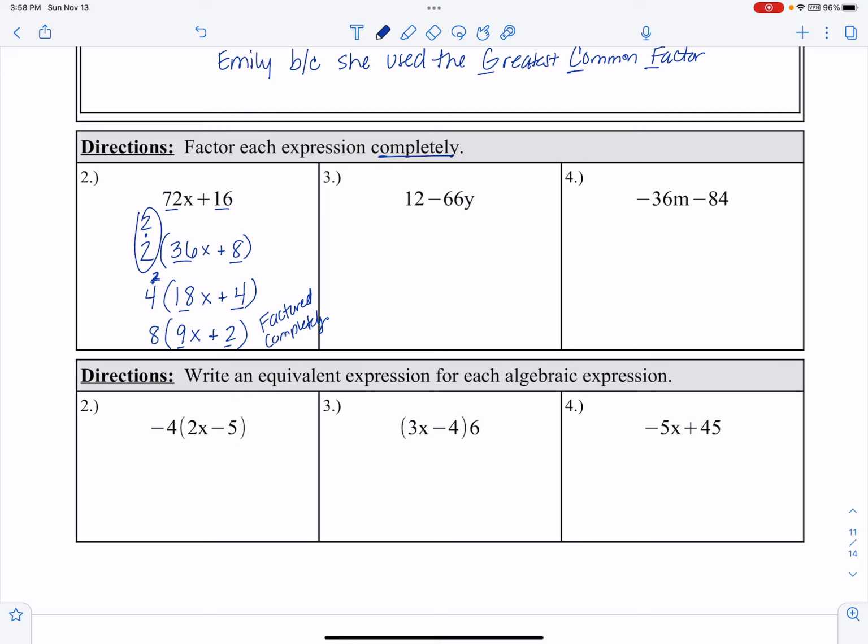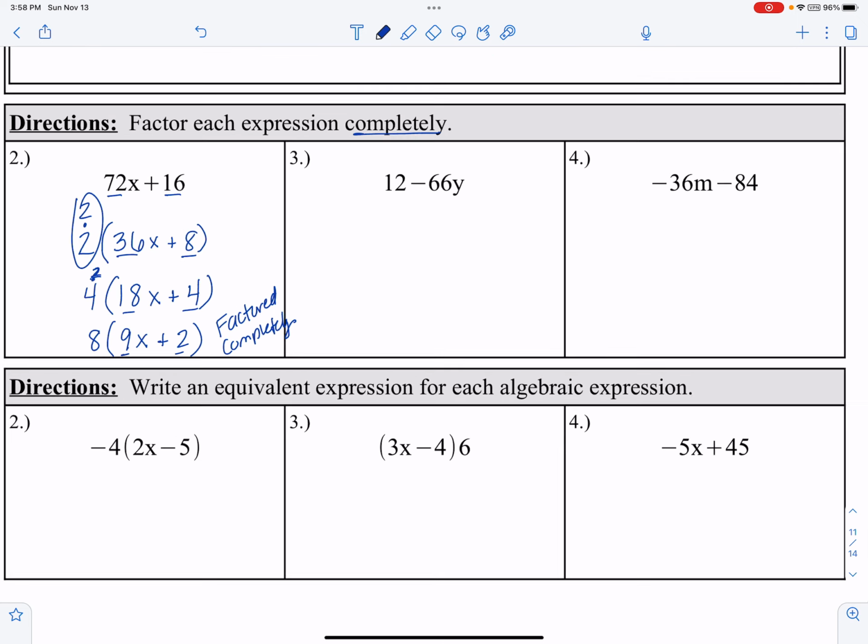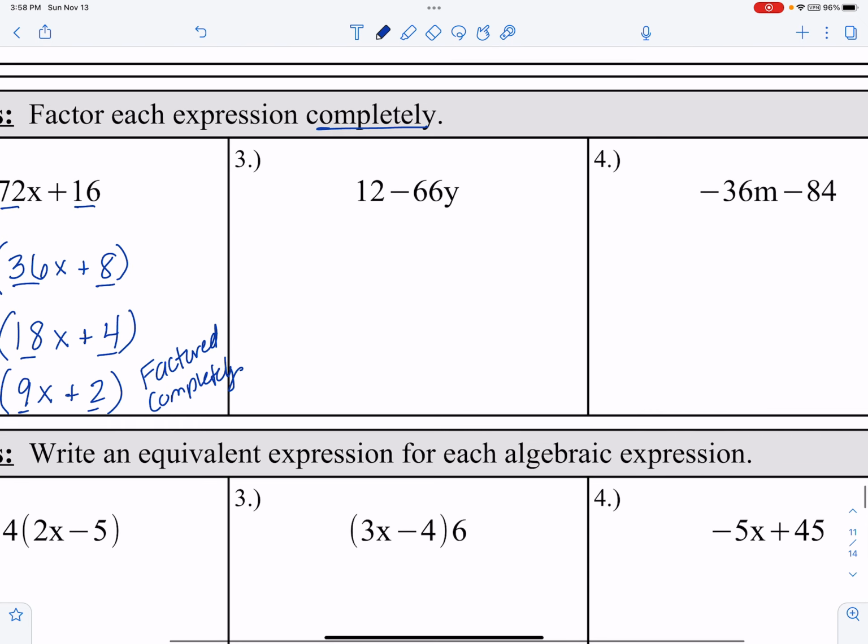If you're not sure what the GCF is, that is something that you might end up doing, or a couple other options that I'll show you in a minute. All right, so let's go ahead and look at number 3 here. Okay, so I'm looking at the 12 minus the 66.